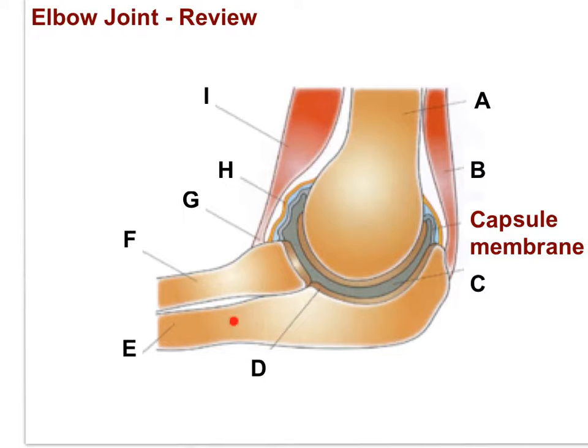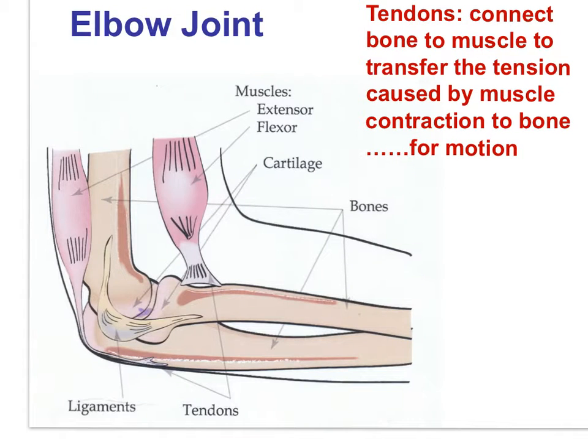E is the ulna, one of the two lower arm bones. F is the radius, the other lower arm bone that allows for rotation of the lower arm. G is the tendon that attaches the biceps muscle to the bone. H is the ligament that attaches bone to bone. And I, the biceps muscle, is the flexor, bringing the forearm closer to the body. In this image of an elbow joint, you can see tendons here and here that attach muscle to bone.